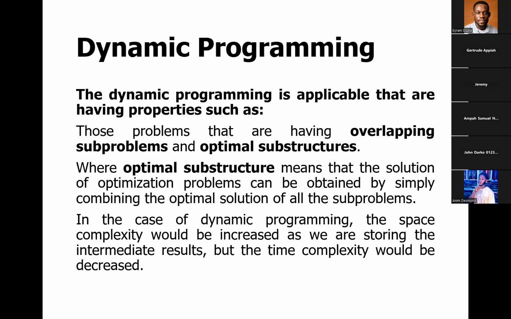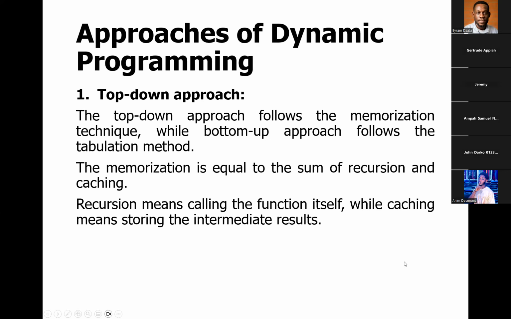So dynamic programming is applicable to situations where you have these properties: overlapping subproblems and optimal substructure, where optimal substructure means that the solution of the optimization problem can be obtained by simply combining the optimal solutions of the subproblems. In dynamic programming, the space complexity would be increased as we are storing the intermediate results, but the time complexity would be decreased.